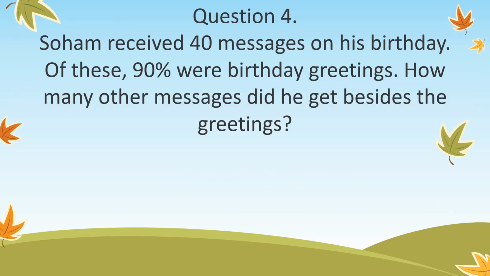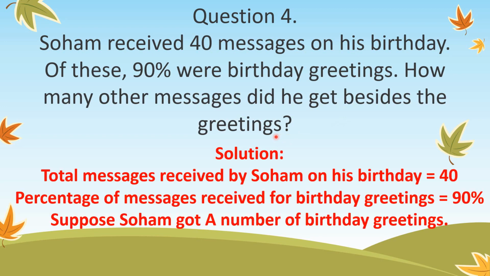Question number 4. Soham received 40 messages on his birthday. Of this, 90% were birthday greetings. How many other messages did he get besides the greetings? So let's see the solution here. Total messages received by Soham on his birthday is equal to 40. Percentage of messages received for the birthday greeting is equal to 90%. Suppose Soham got A number of birthday greetings.